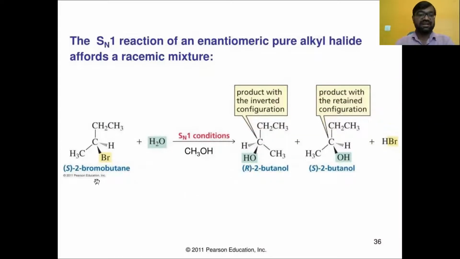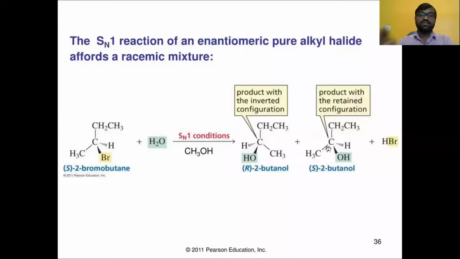A perfect example for this has been highlighted, which I have taken from Organic Chemistry by Bruce, Pearson Education being the publication house. In this book, the same example and the same diagrams are available, where it is mentioned that 2-bromobutane reacts with water under Sn1 conditions. Methanol as a solvent will form two different products. One product is called R, another product is called S.